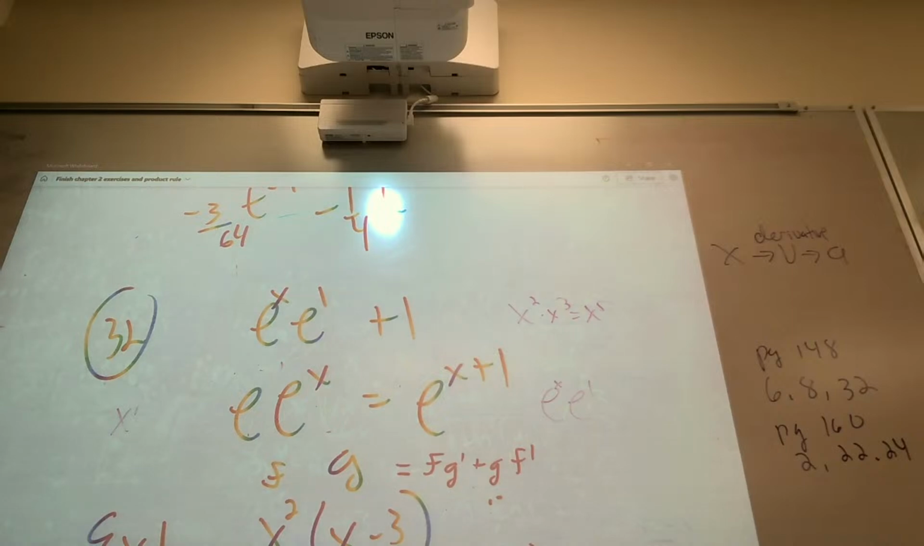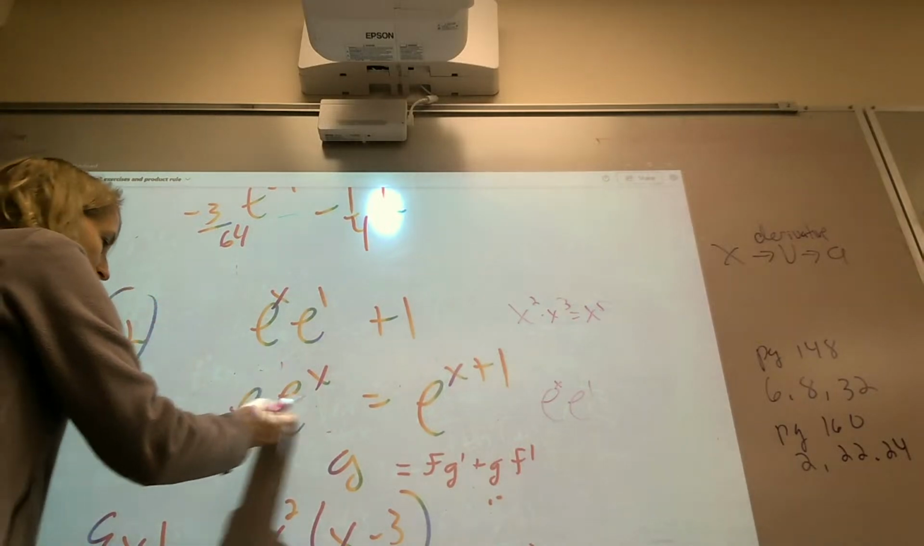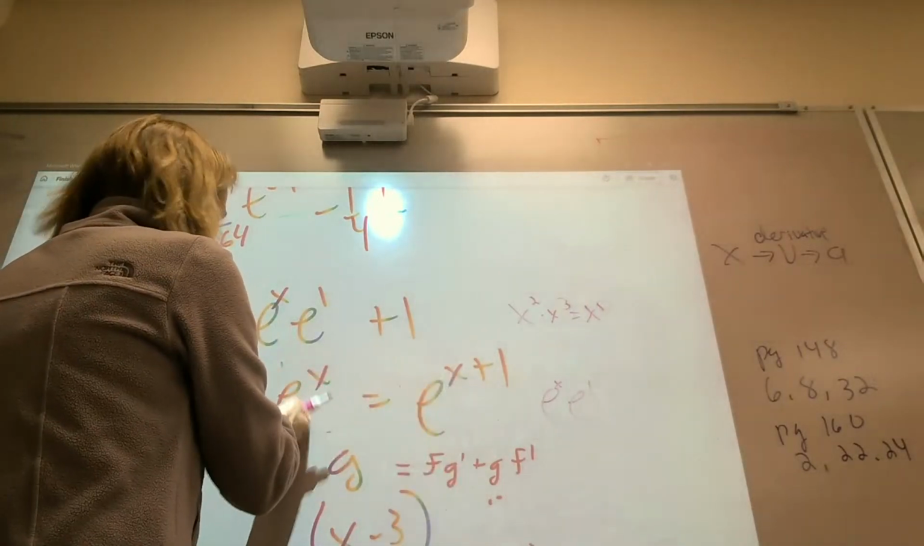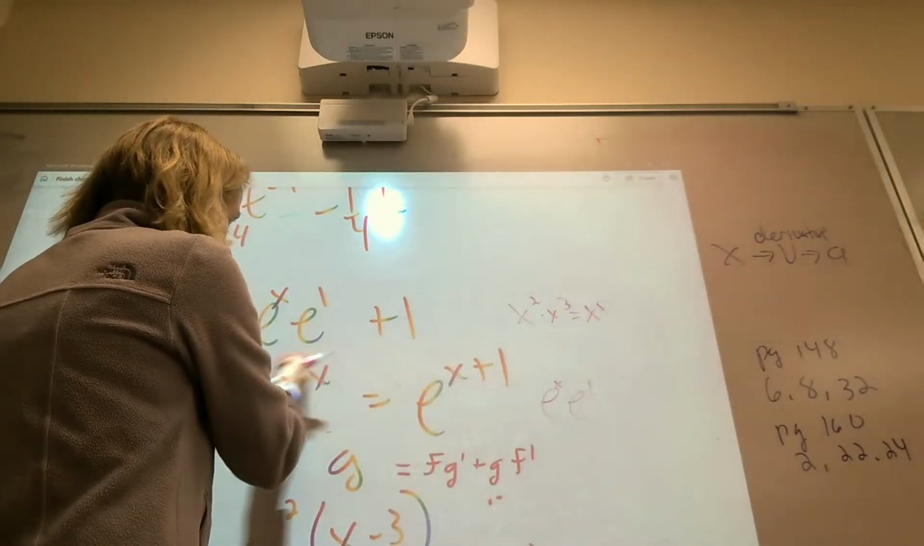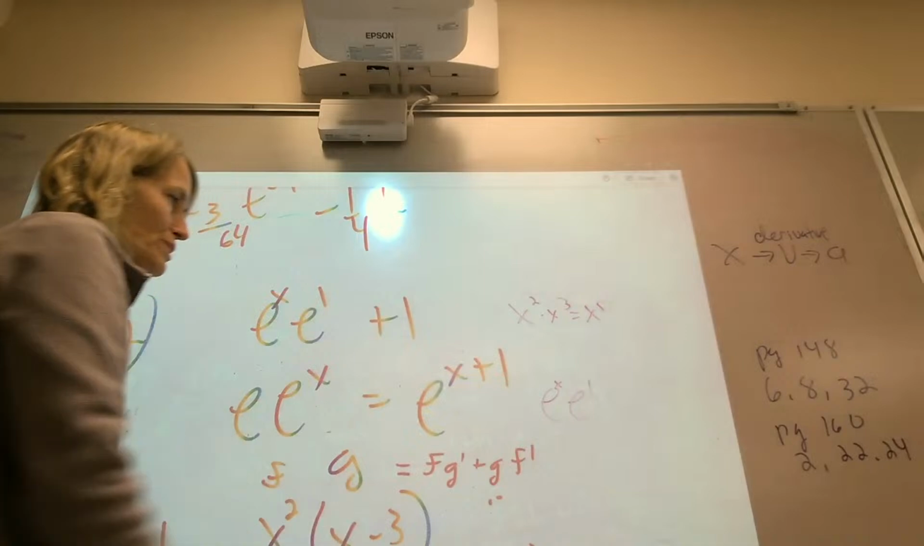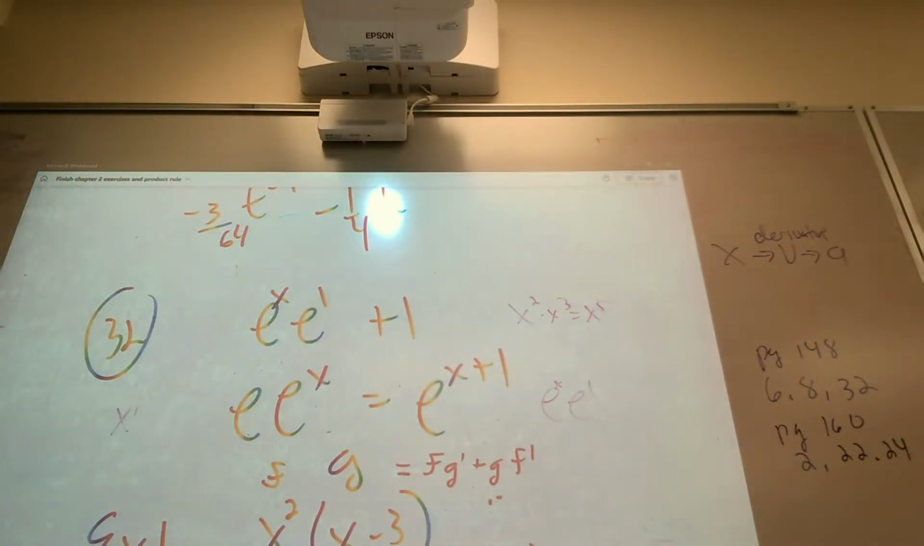We had only e to the x plus 1, but e to the x plus 1 is this. And this is the constant multiple rule. Derivative of this is e to the x. So we end up with the same thing, e times e to the x, which can be written like this. Did anyone get this one? I guess, yeah, I just wrote it down, but I didn't know how to do it.